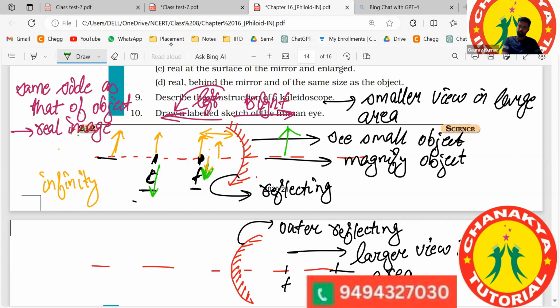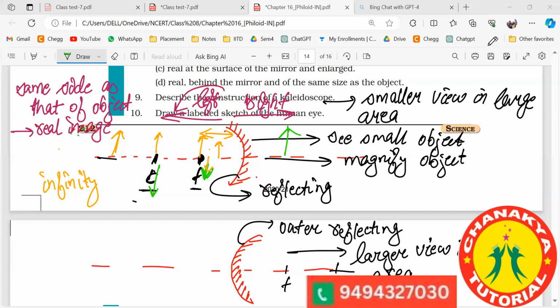It should be closer to the mirror, and it should be closer than the focal point, sir. Are others listening or not? If you guys are not interested, then I won't tell. Sir, we are listening. It should be closer than the focal point, sir.